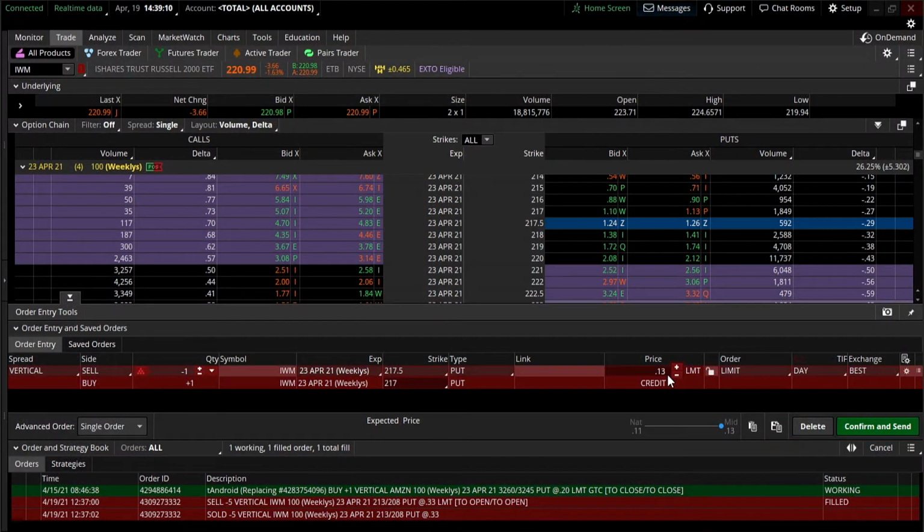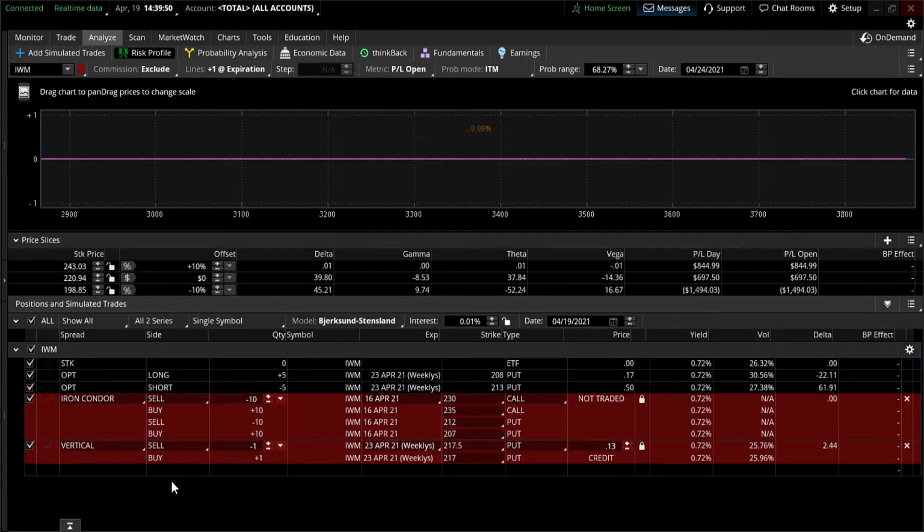Okay, so I know that sounds like chump change. I'm going to collect $13 and risk $37, but that is huge. I would give somebody $37 any day, and you give me back $13, man, I would feel like a loan shark. But let's figure out exactly what that is. So 13 divided by 37 is 35% on our money. That is huge. That is a great trade right there, as long as the stock stays above $217.50.